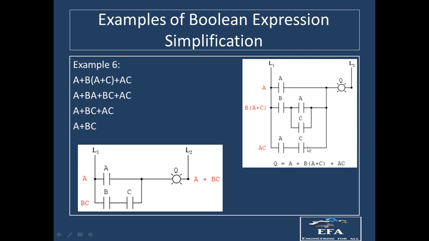Now suppose we have this last line over here, which has A and C in series. Because parallel lines have the OR operation between them, the series will have the AND operation between them, right? So we will have AC from here. From the first line we will have only A. There is nothing else apart from A. There is no B, no C over there, so we will have A over here.